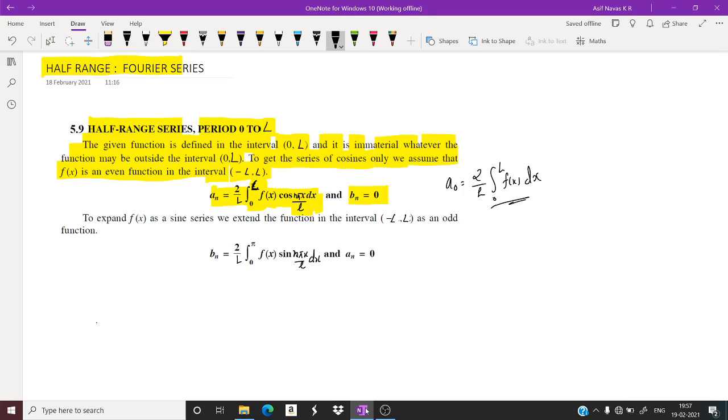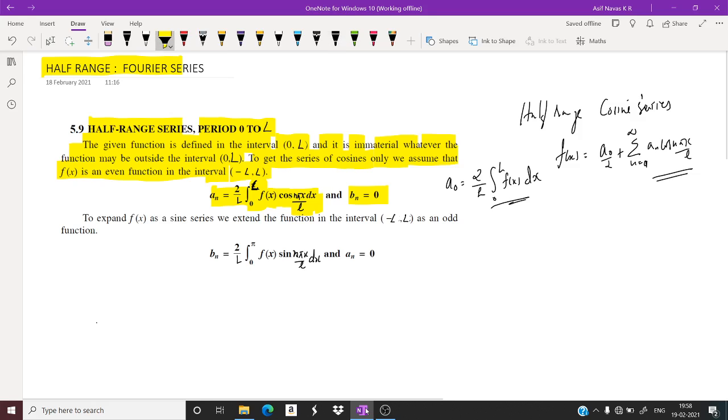Okay. So this series is called a half-range cosine series, and it is of the form f of x is equal to a naught by 2 plus sigma n equal to 1 to infinity a_n cos n pi x by L. That means there are no sine terms.